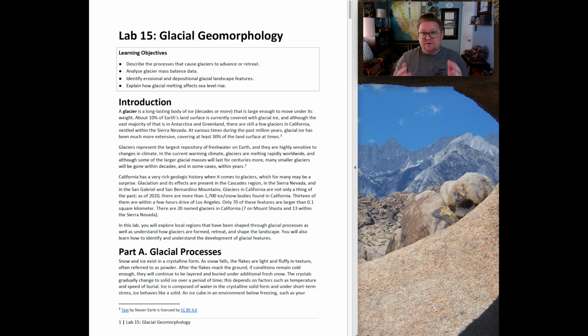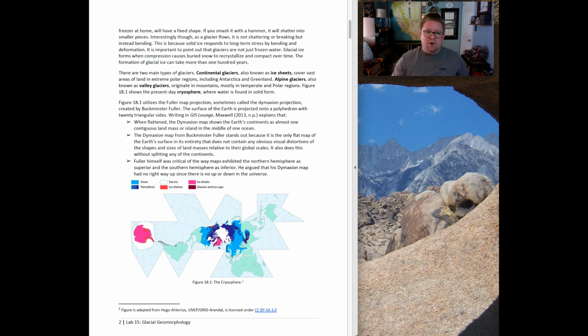So when we speak of glaciers, we're really talking about large amounts of accumulated snow and ice that are able to pluck and carve and abrade and change the landscapes that we get to enjoy today. Now, Part A is talking about those glacial processes. As we move forward through the lab, you'll learn that as water freezes, it expands. And what we are able to observe is that we have different volumes of ice that we can identify.